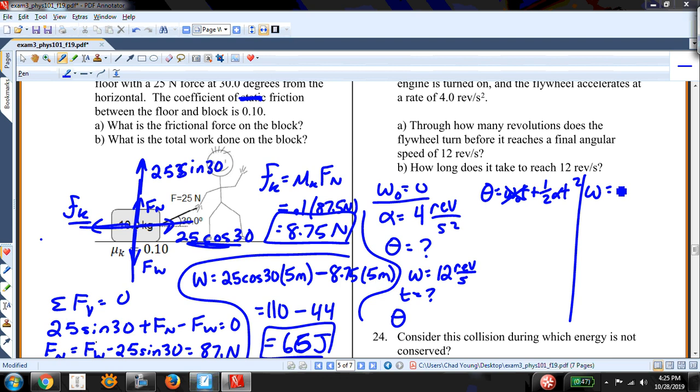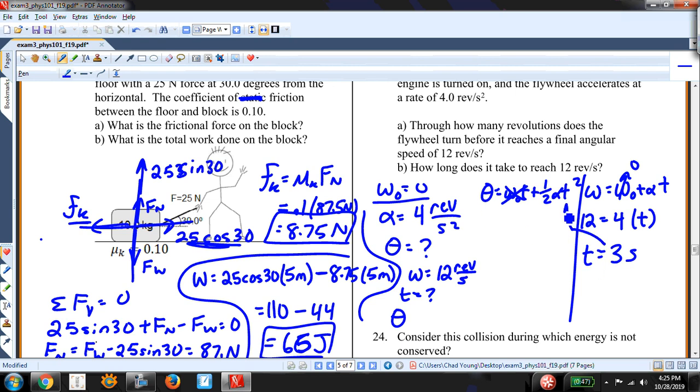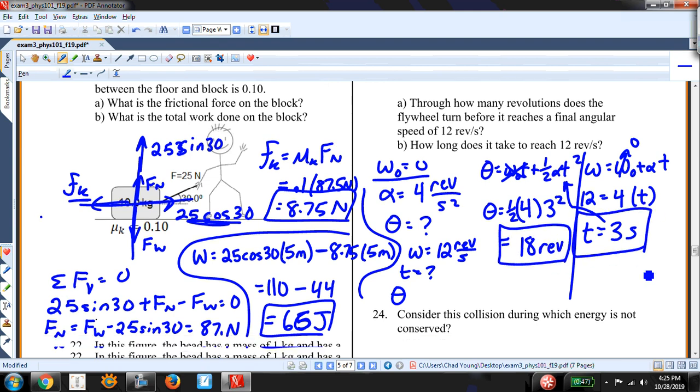But if I look at my other equation, this is 0. I can find t because I know omega is equal to 12 equals 4 times t. I can keep this all in revolutions, the revolutions will actually cancel one another out. And so t is equal to 3 seconds. And then I take that over here, and I get theta equals 1/2 of alpha, which is 4, times 3 squared. That's 18 revolutions. So there's my answer to part A, and that's my answer to part B.